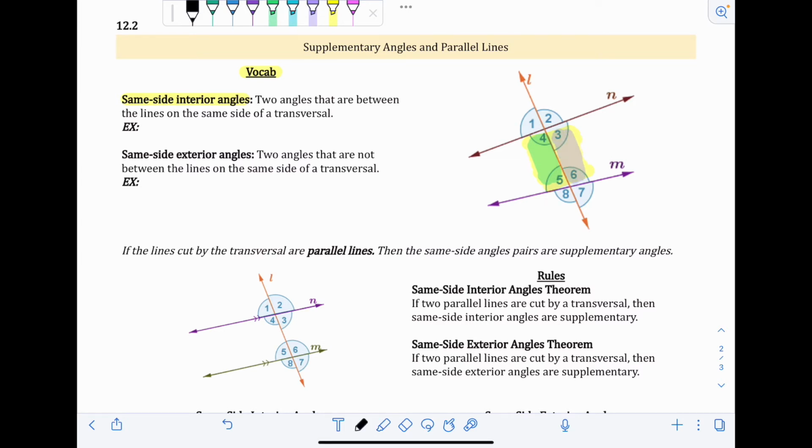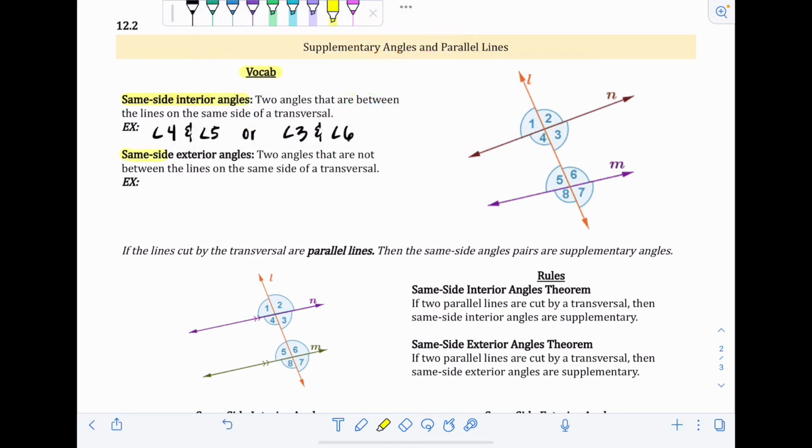So we can say angle 4 and angle 5, because those are both inside the two lines and they're on the same side of the transversal. Or the other pair would be angle 3 and angle 6. So interior, inside the two lines, and on the same side of the transversal.